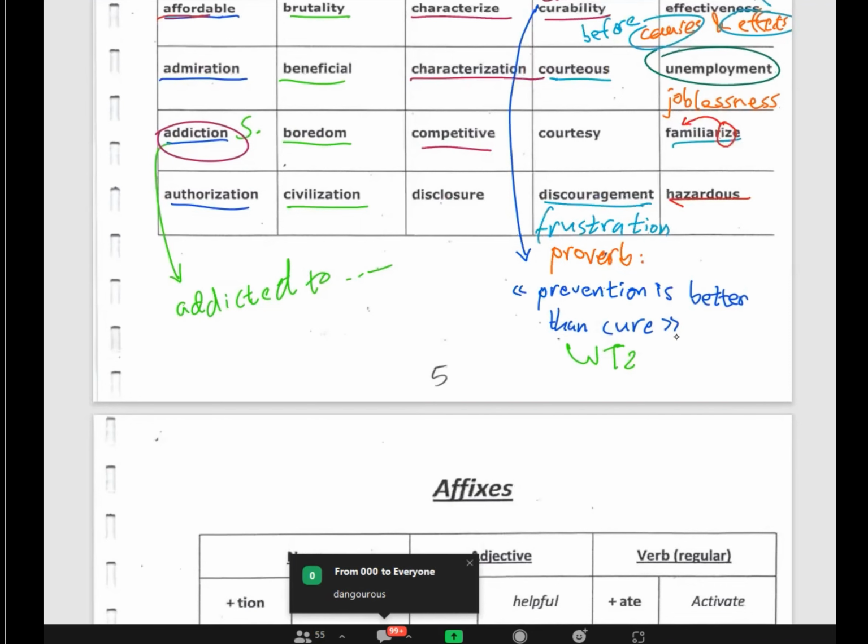Hazardous. Dangerous or risky. Very good.